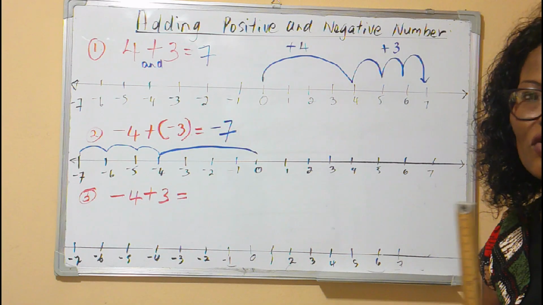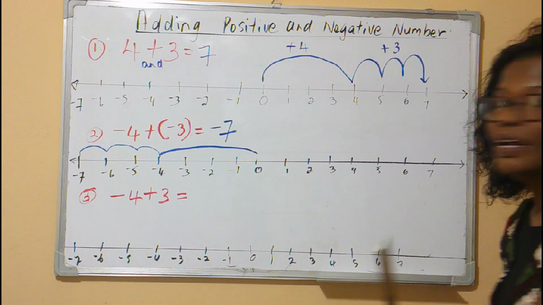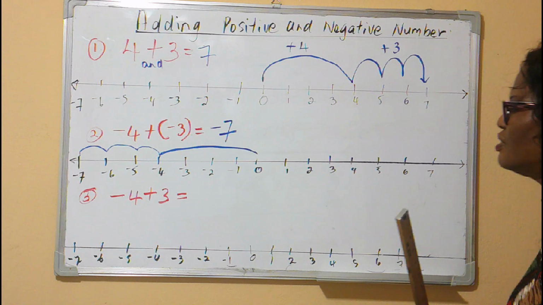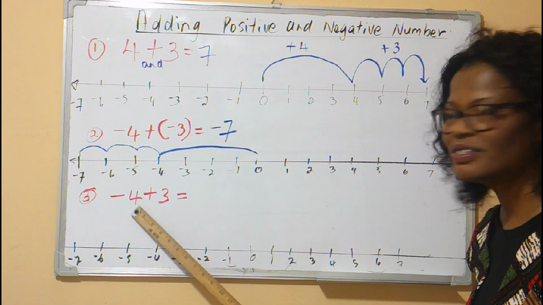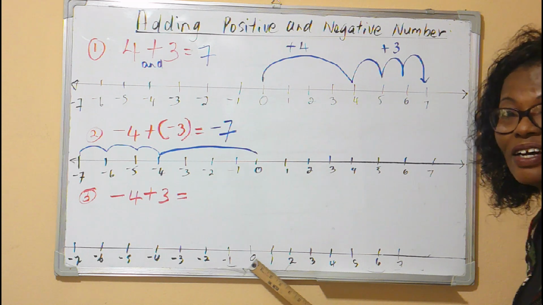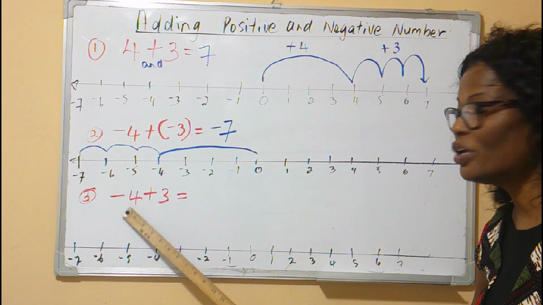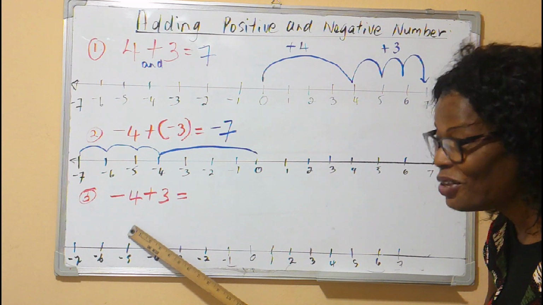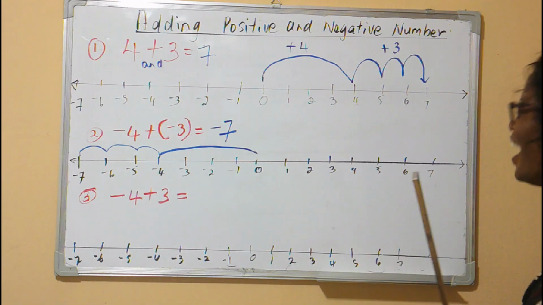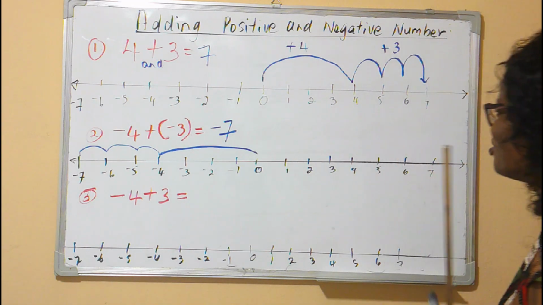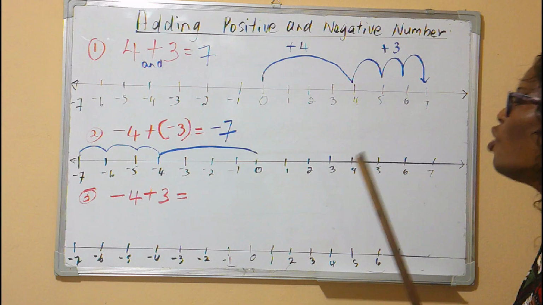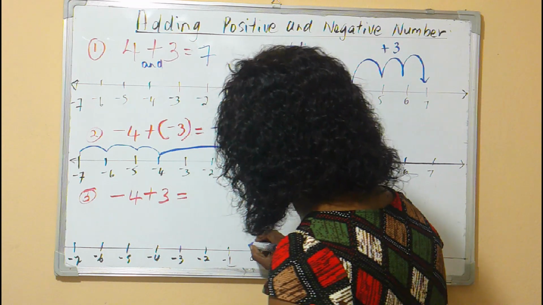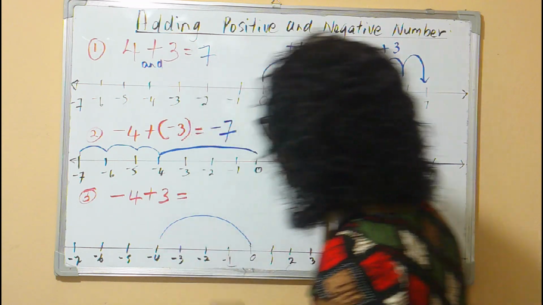So we're trying to work question 3 in red, which says negative 4 plus negative 3. Awesome. Now where do we start? We always start at 0. Now we're going to step to the left or to the right. We are going to be moving 4 places to the left.